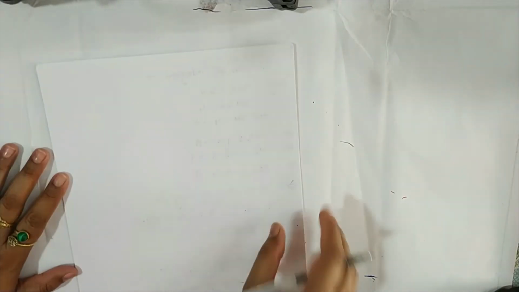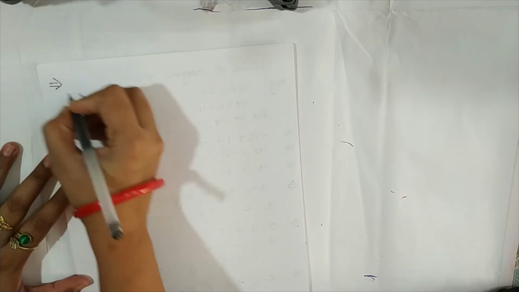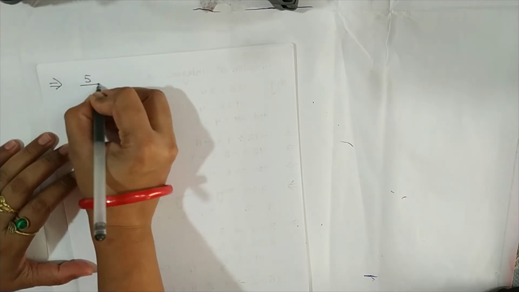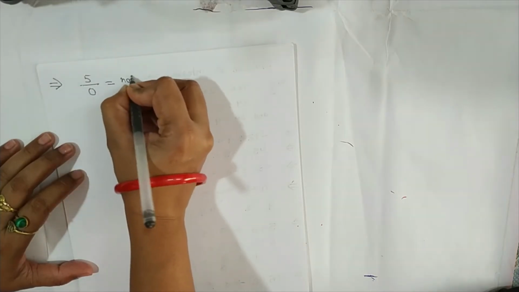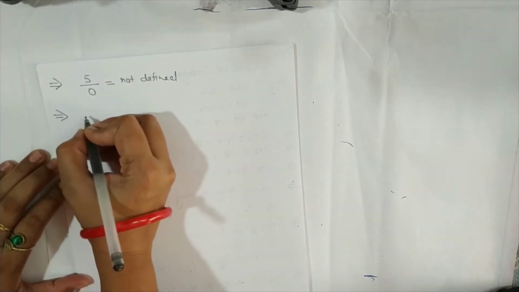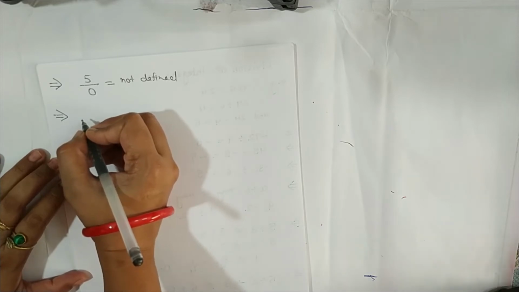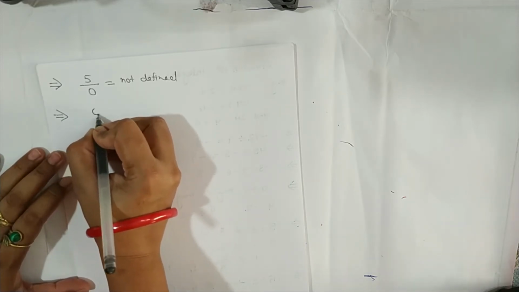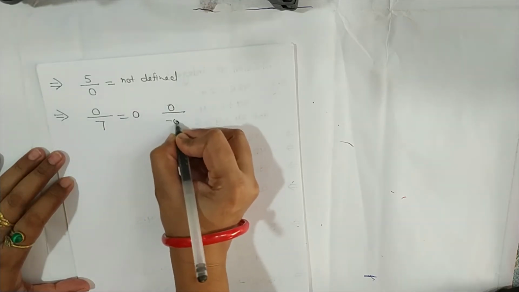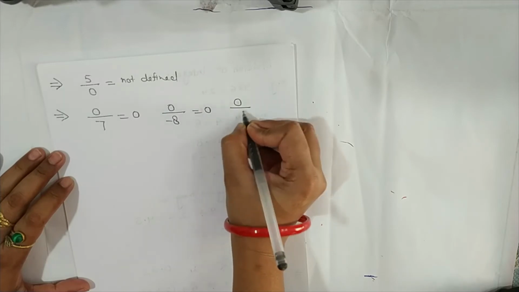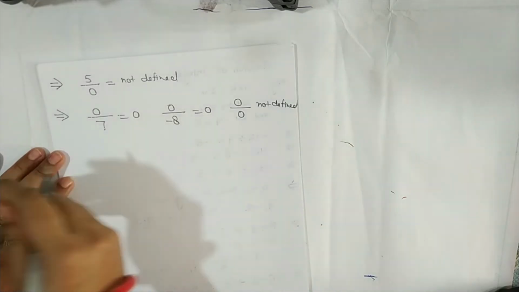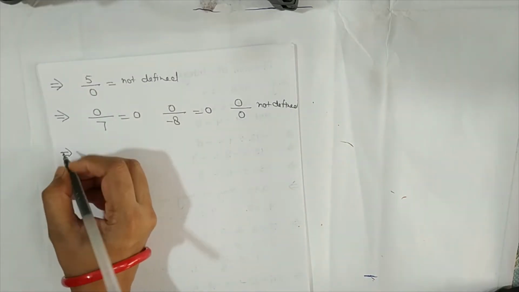Now next point is, any integer divided by 0 is not defined. Suppose I write 5 divided by 0, it means not defined. Next point, 0 divided by an integer other than 0 is equal to 0. Suppose 0 divided by 7 is equal to 0, and 0 divided by minus 8 is equal to 0. But 0 divided by 0 is not defined.